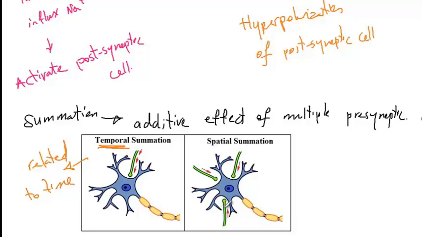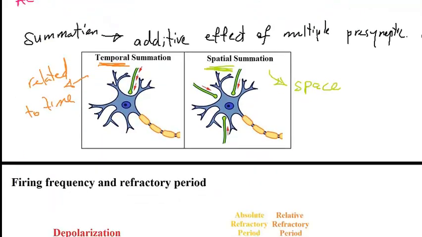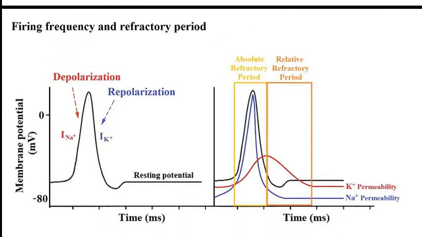And that's why spatial means relating to space, because now we are talking about multiple neurons that send signals simultaneously. All right, so that's the difference between temporal versus spatial summation. The next concept to discuss is firing frequency and refractory period. So what happens when a large depolarizing current reaches a nerve cell?